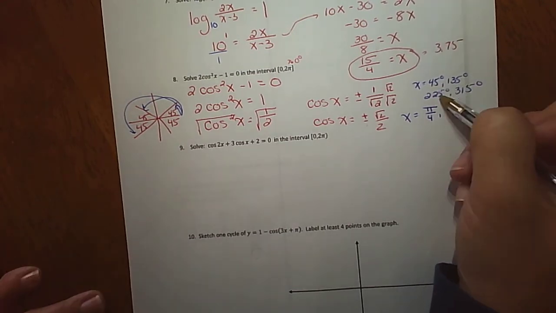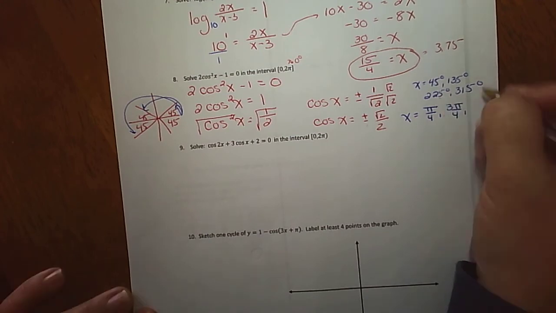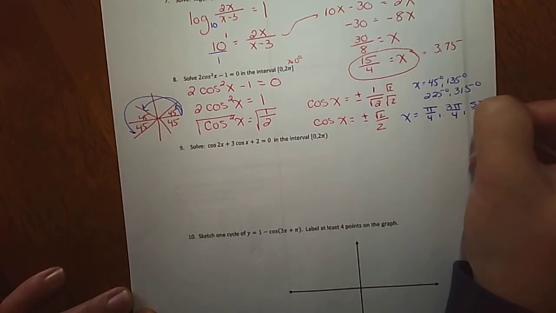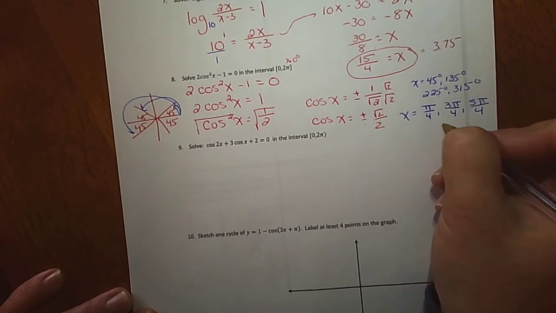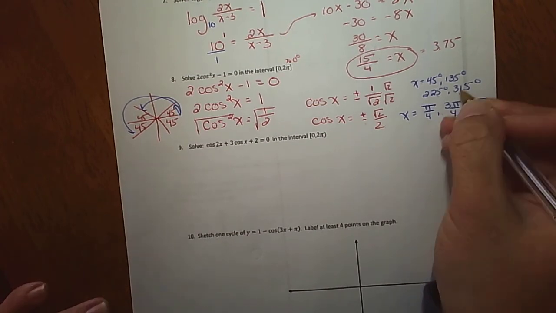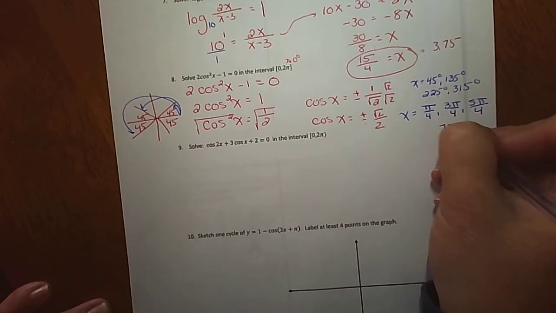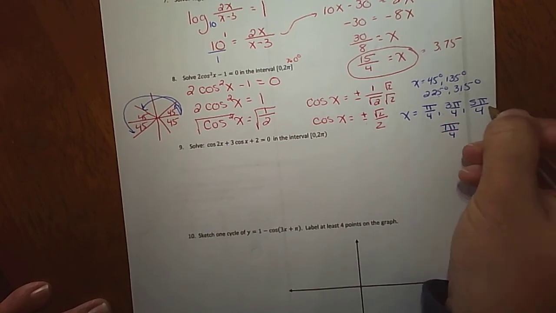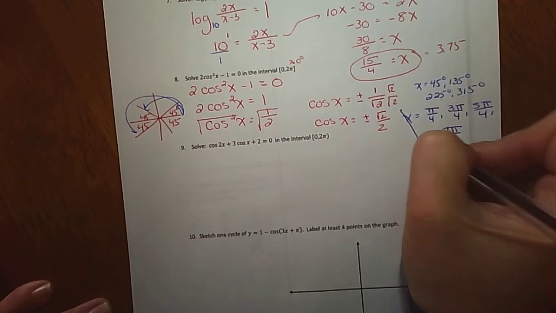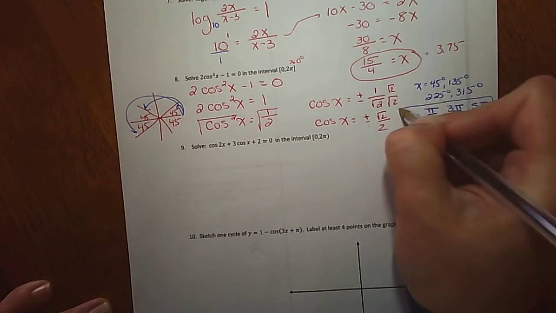45 times what number makes 225? That would be 5, so that would be 5 pi over 4. And then how many 45s do you need for 315? You need 7 of them. So 7 pi over 4. So these are the answers for number 8.